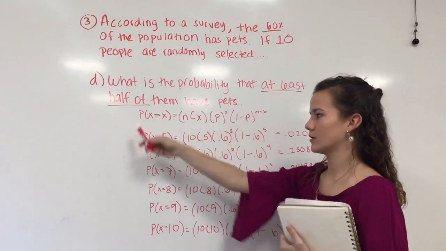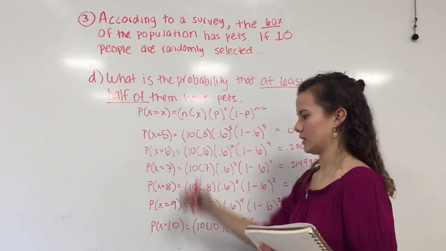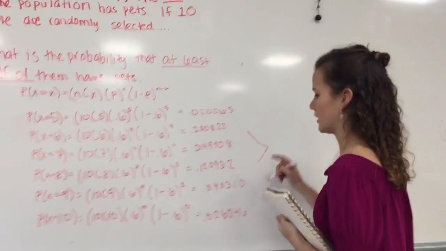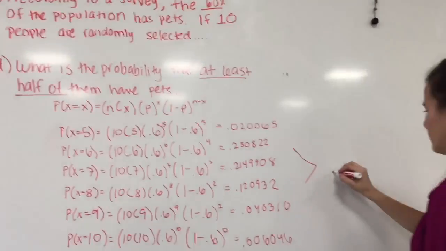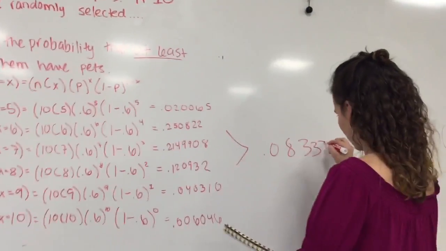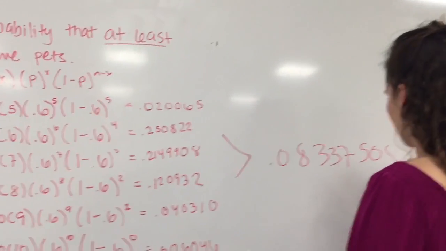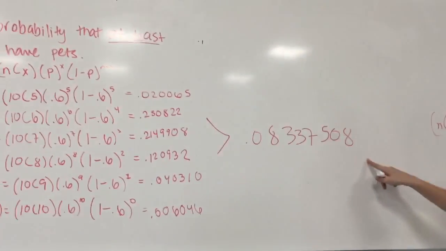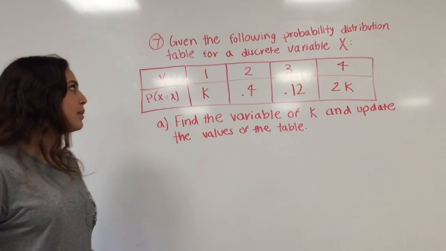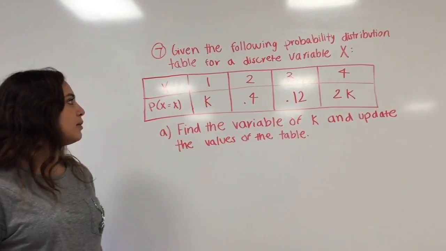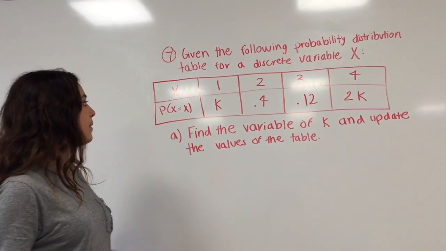For each equation, these are the answers. And in order to get the whole probability, not individually but as a group, we have to add all of these probabilities, and the answer in the calculator is, so the probability that at least half of them have pets is 0.083375008.